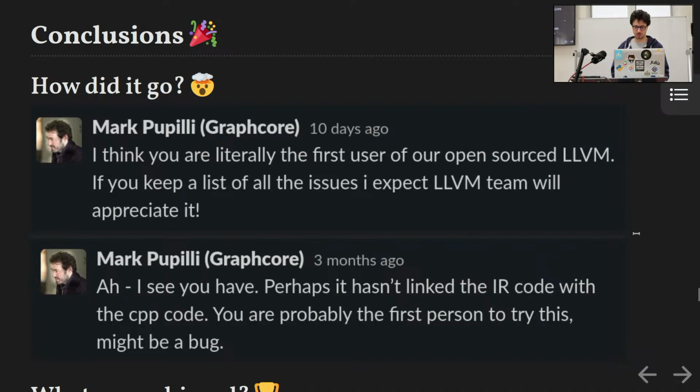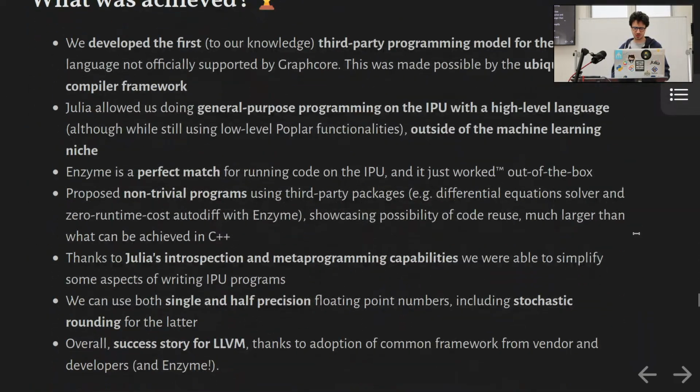Conclusions. Throughout this work, I had lots of problems because apparently I was the first one to try some stuff using the LLVM backend for the IPU. But it was fun because it worked in the end. As far as I know, this was the first third-party programming model for the IPU, not supported directly by Graphcore. And this was made possible by the ubiquitous LLVM compiler framework, because it was used by the vendor, and Julia, and also Enzyme.